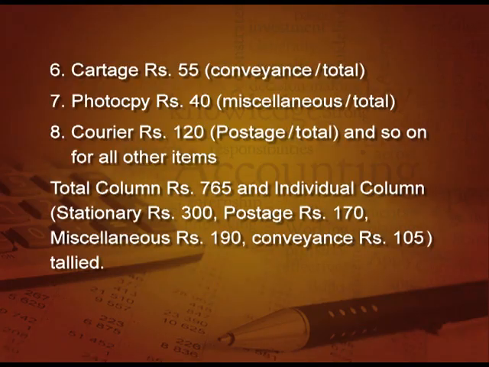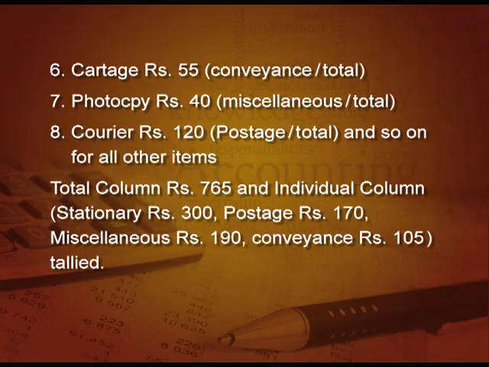Now, when we total the total column, it will be 765, and individually when you total the columns, stationery will be 300, postage will be 170, miscellaneous will be 190 and conveyance will be 105. If you total all these individual columns, this is also coming 765.